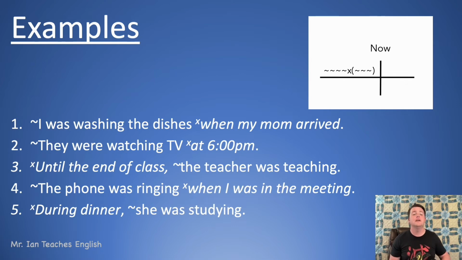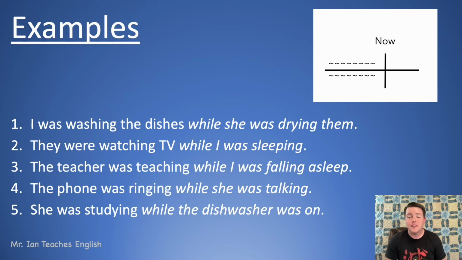And the last one, during dinner, she was studying. All right, so these two things taking place at the same time in the past, dinner, but the longer action, she was studying. Now let's look at the other example here. These are two things that are happening at the same time. These two things are happening concurrently. That just means at the same time.